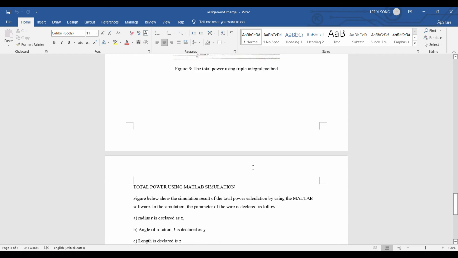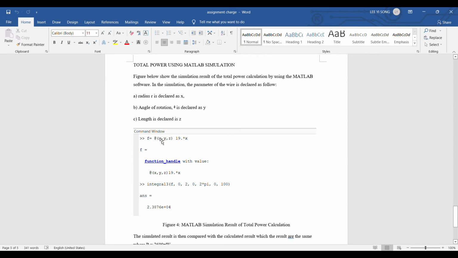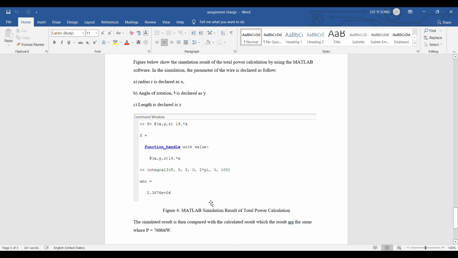Next, we will use the MATLAB software to simulate the result of total power calculation. In the simulation, I declare the radius as x, the angle of rotation as y, and the length as z. This is the code that we use to simulate the total power. The simulated result is the same as the calculation result, 7600 times pi. You get the same value.